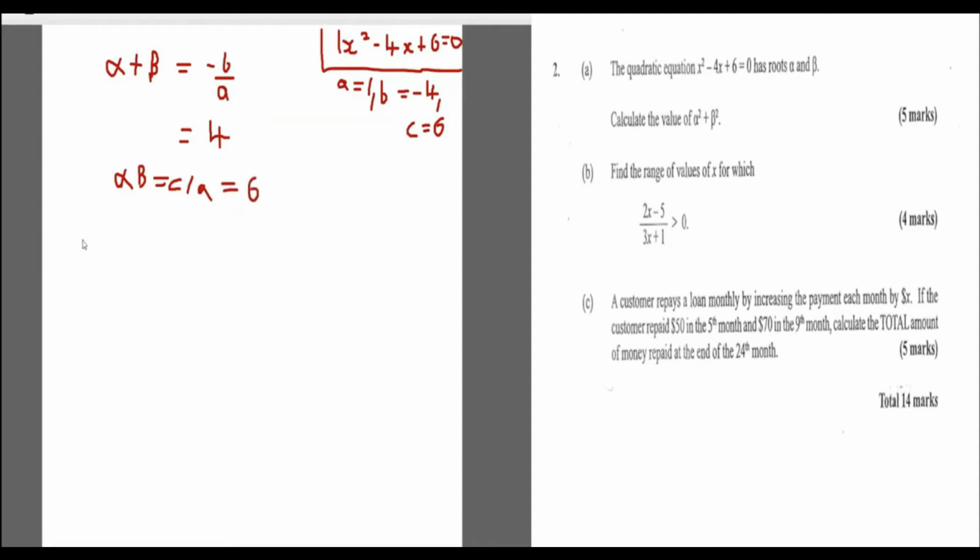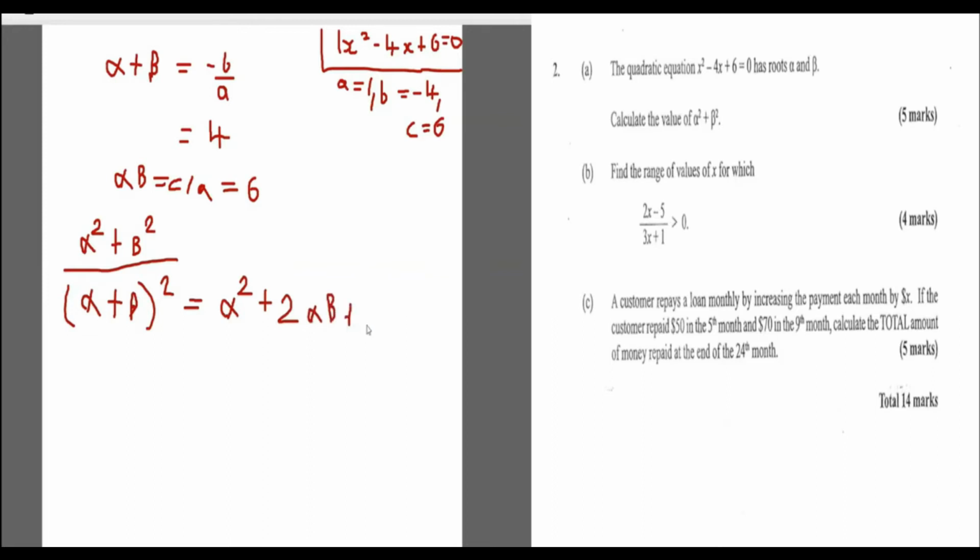Now look at what they're asking for. They're asking us for the value of alpha squared plus beta squared. So this is what they want us to calculate. Now look how we're going to find this. I'm going to go back to this: what is alpha plus beta all squared? How would you expand this bracket? Alpha plus beta all squared would be alpha squared plus 2 alpha beta plus beta squared. This is how we expand that bracket.